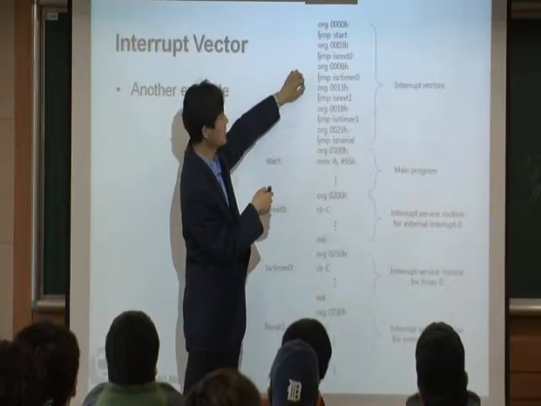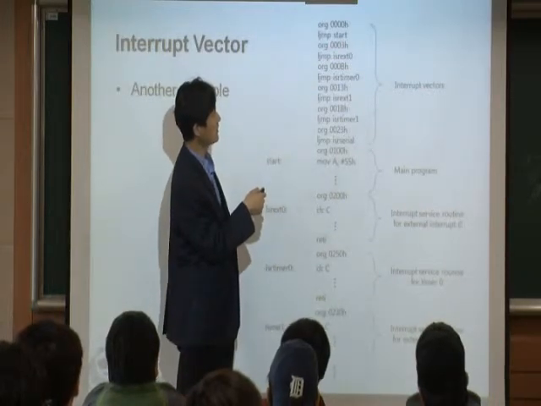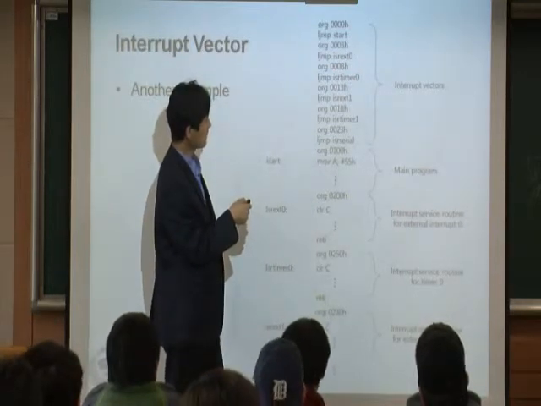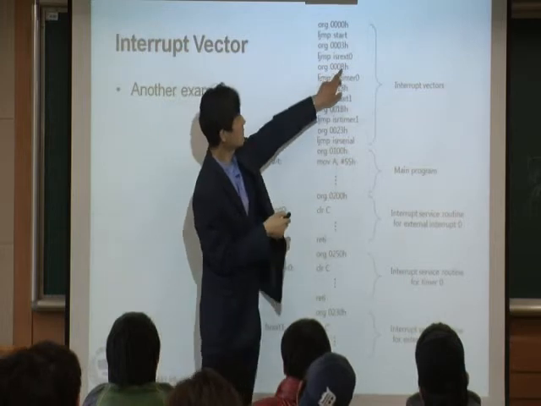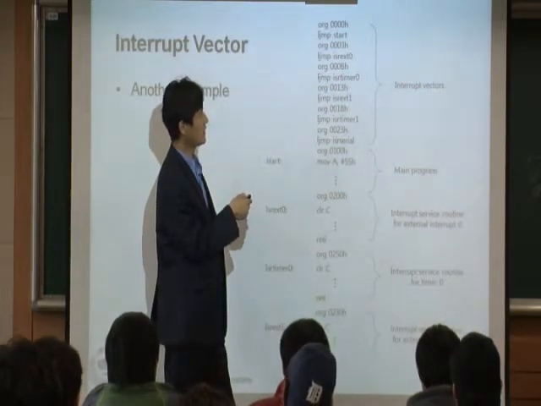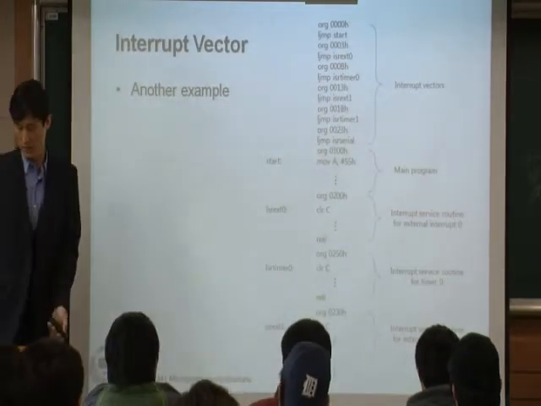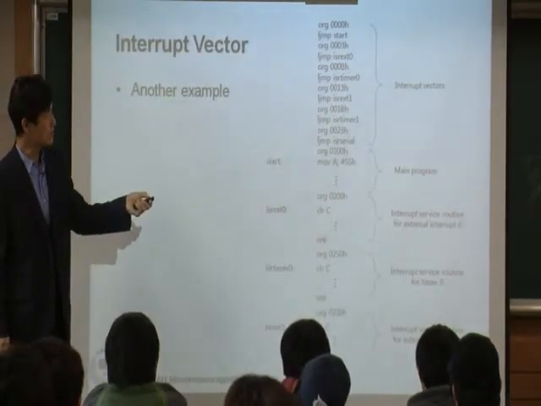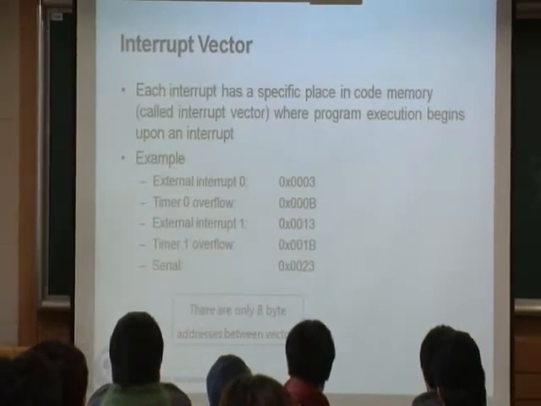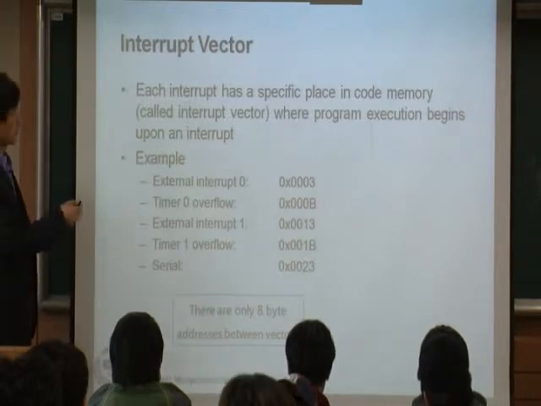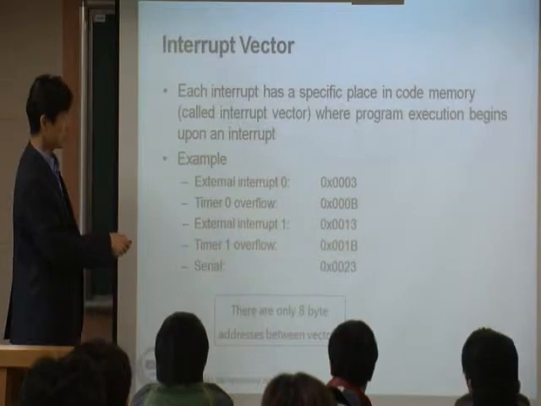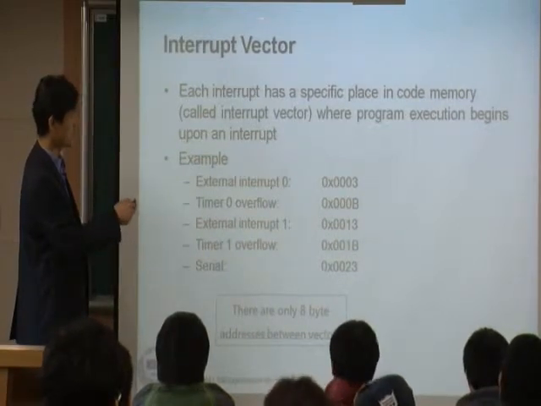Because this 0003 is the interrupt vector for external interrupt 0. And 000B, that's the address for the interrupt vector for timer 0 interrupt. Okay, we have 0013, 1B, 23. That is the address that I showed you here, right? So these are the addresses for the interrupt vectors for particular interrupts. So we have 5 different interrupts, and each interrupt has its interrupt vector right here.